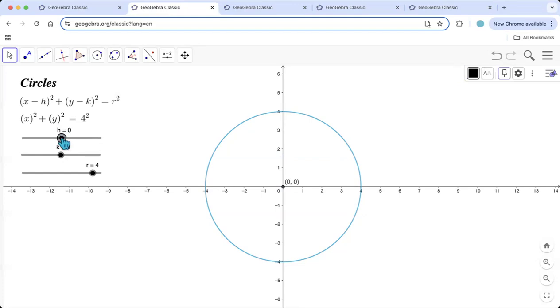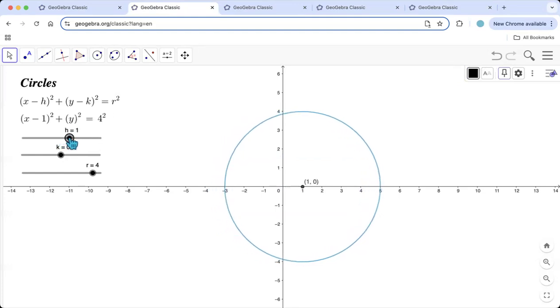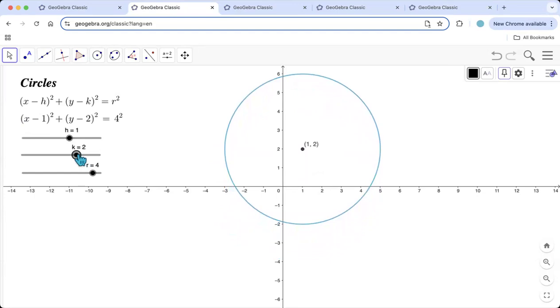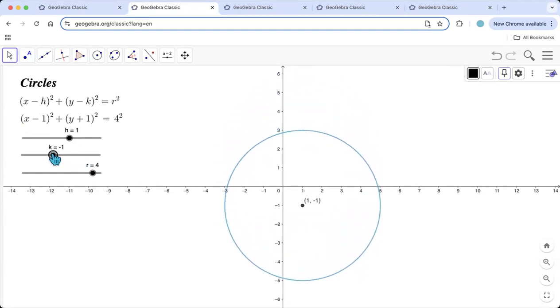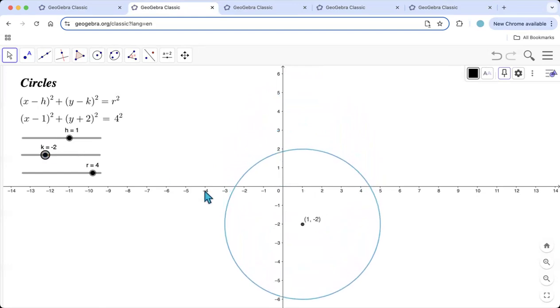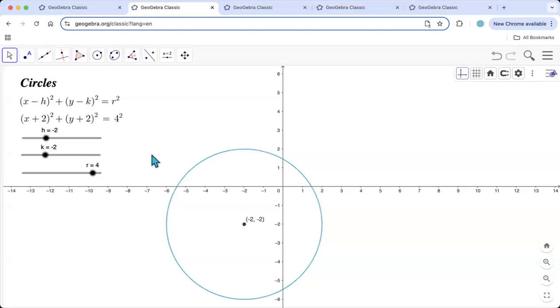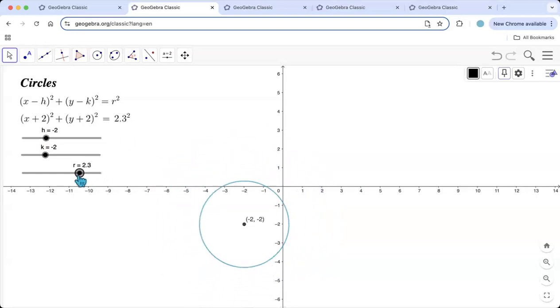What we can do is we can start to change h. If we make h, say, positive 1, we can see that the center point now is at (1, 0). And similarly, if we change k, the center point's at (1, 2). Obviously, if we change k in the negative direction, it moves down. If we make h negative, it moves to the left. And if we change r, the circle gets bigger or smaller. Remember, it's r squared, so even if r is negative, we're squaring it. So that should give you enough information to be able to sketch something that's in center and radius form.